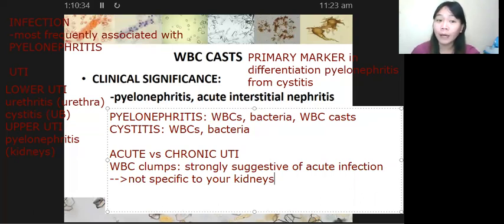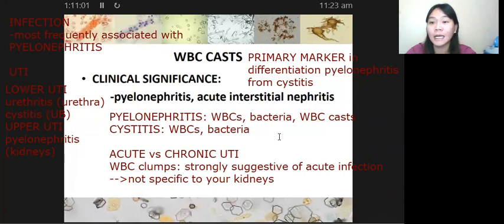Okay? Paano kung kunwari WBC cast pala yung nakita mo tapos ni-report mo na WBC clumps. 'Di ba? Di iisipin ng doktor na acute lang yung infection but not necessarily affecting your kidneys. Tama? Okay, ayan. So that's why it's important for us to be able to differentiate your WBC clumps from your WBC casts. Alright? So yan.